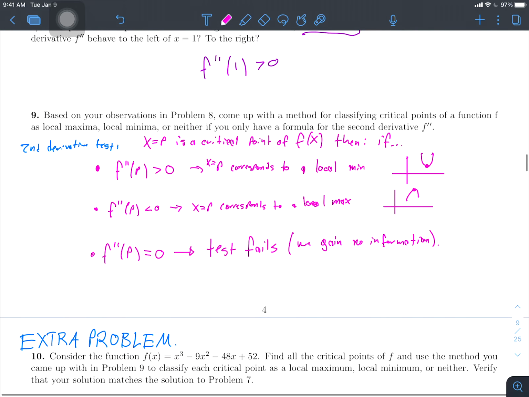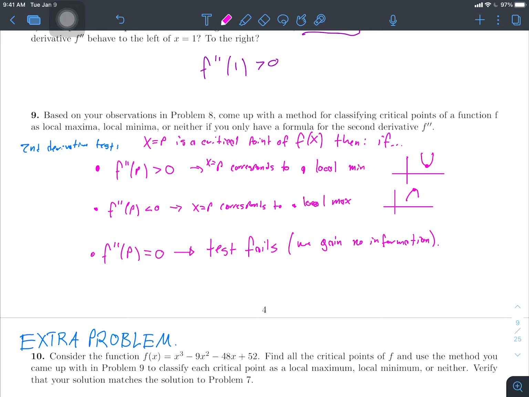So you might say, hang on, the question says I'm supposed to classify all the critical points, but f double prime of p equals 0 means that I don't know what's happening at that critical point. And this is a situation where you'd be absolutely correct. You need to go back and use the first derivative test if you run into a situation like this, which happens actually with relative frequency.